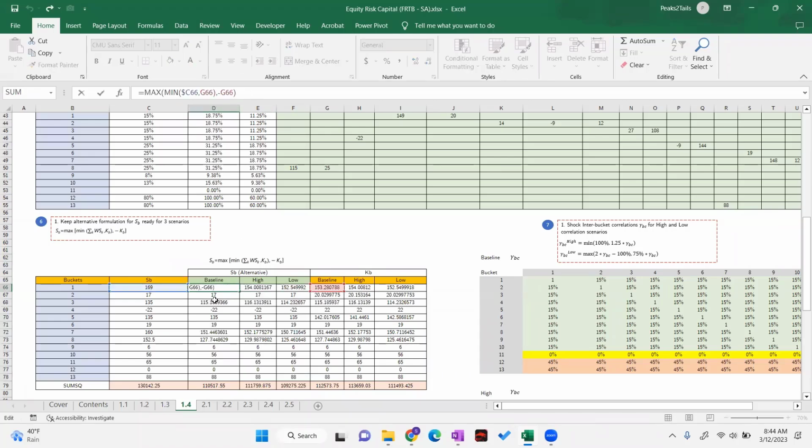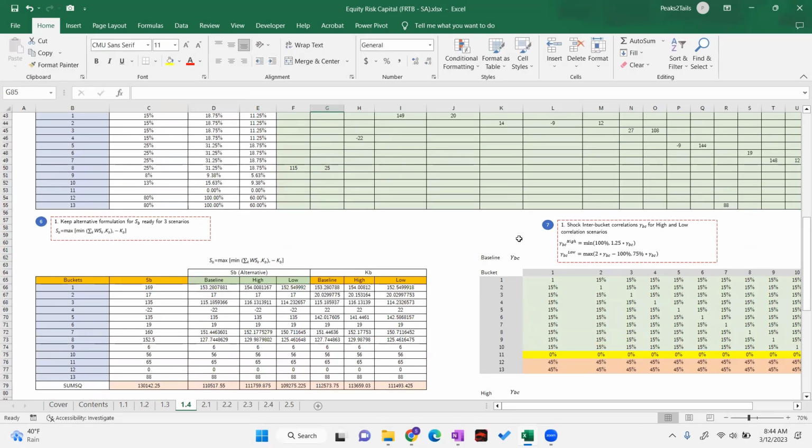Let me highlight this formula. See, max of min of, this one is already sum of WSK, comma KB. I'm talking about baseline, so using baseline KB in the formula. Minus KB. All right. Similarly for high, this is the core component calculation, and then you are using high KB here. So you're getting the alternative SB value for the high correlation scenario. Okay. So keep these ready.